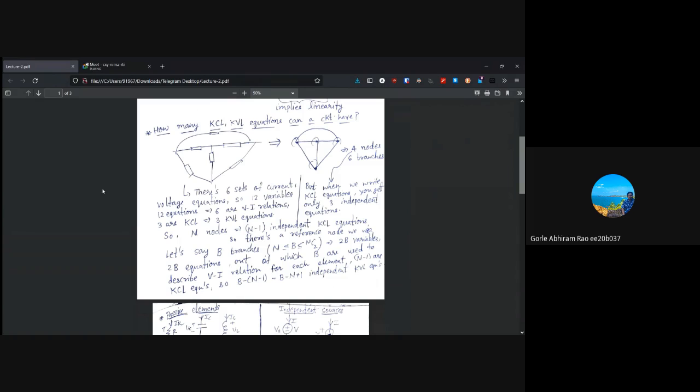If I try to generalize this, for a circuit with n nodes, we'll have n minus 1 independent KCL equations, which we write with respect to a reference node. And if we have B branches in a circuit, we'll have a total of 2B variables, assuming each branch has some element in it. We'll have 2B equations, out of which B equations will be used to describe the VI relations, and n minus 1 equations will be the independent KCL equations. So B minus (n minus 1), that is B minus n plus 1, is going to be the number of independent KVL equations, right?